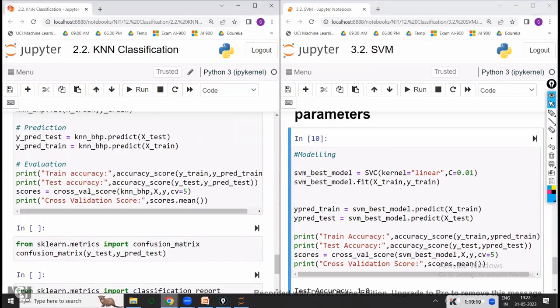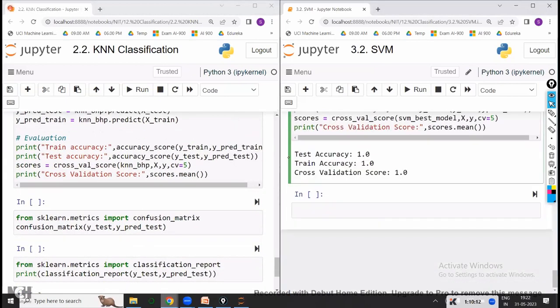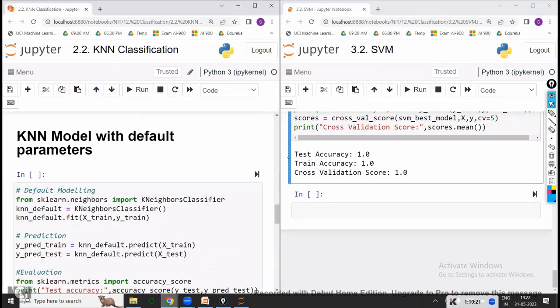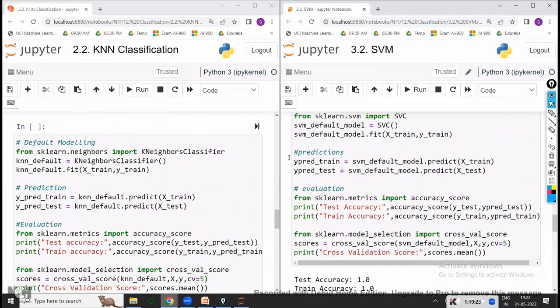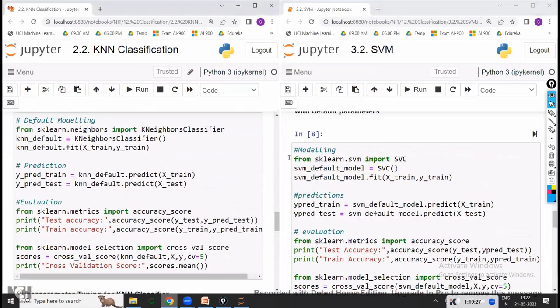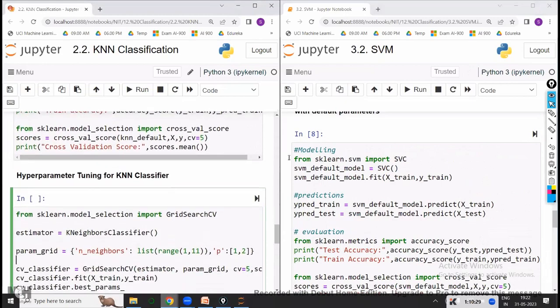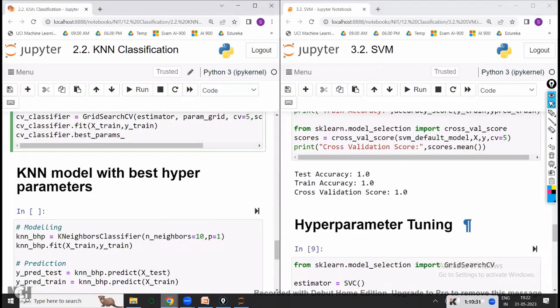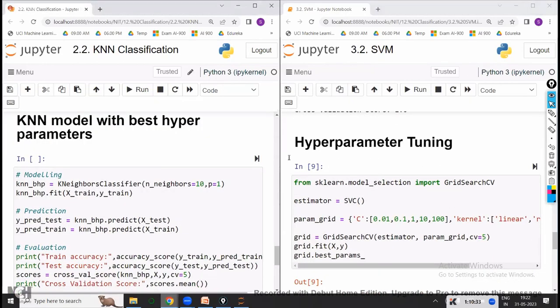And after this, what I have done? Confusion matrix. If you're interested, you take the confusion matrix. Anyways, you'll get the correct answer directly. Same to same. Is that clear? First, you are applying the default model. First cell is the default model. In the default model, modeling, prediction, and evaluation, you are completing in a single cell. After that, hyperparameter tuning, which you take in a single cell.